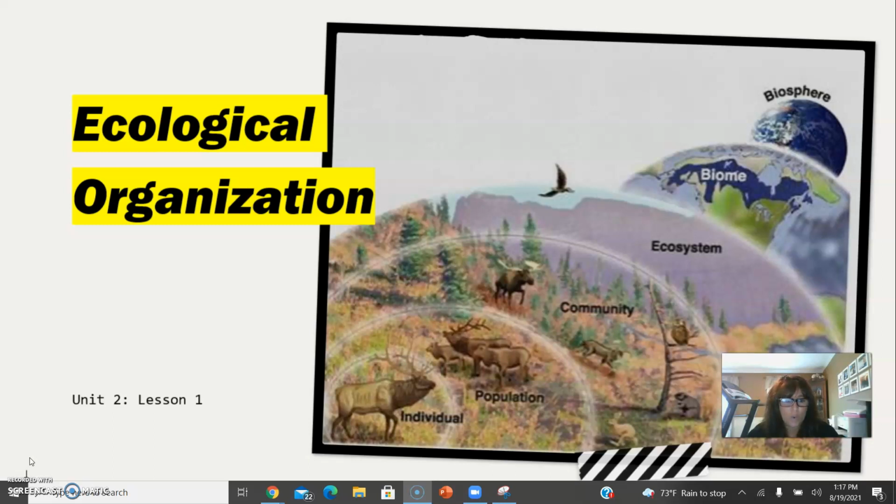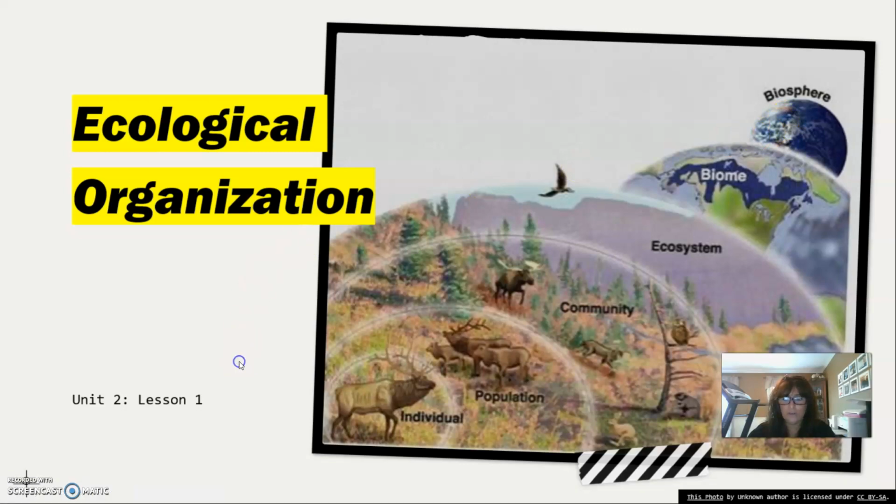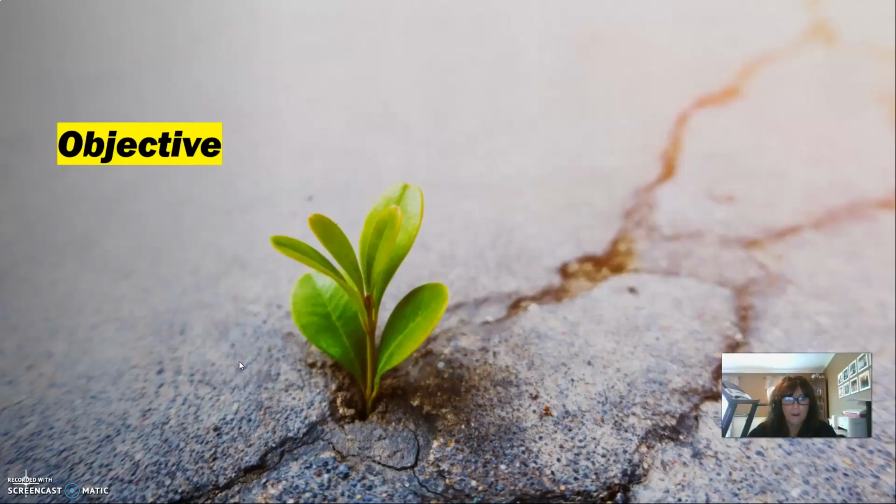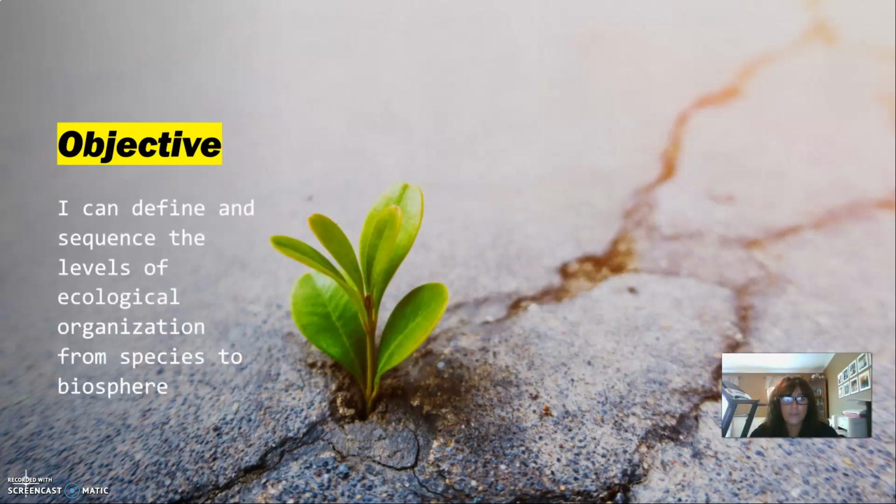Unit 2, Lesson 1 is all about ecological organization. How the ecosystem or the environment is organized from smallest group to largest. Our learning goal for this lesson is that you should be able to define and sequence the levels of ecological organization from species to biosphere.